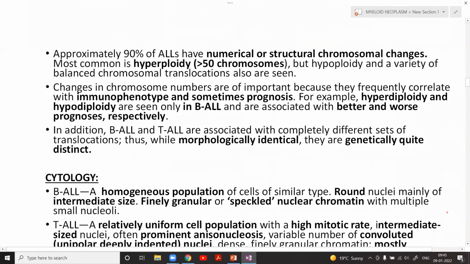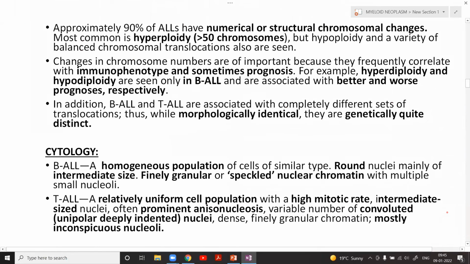Now, very importantly, in any kind of ALL, around 90% of all the ALLs have some change or the other in the chromosomes. Most important are the numerical changes.